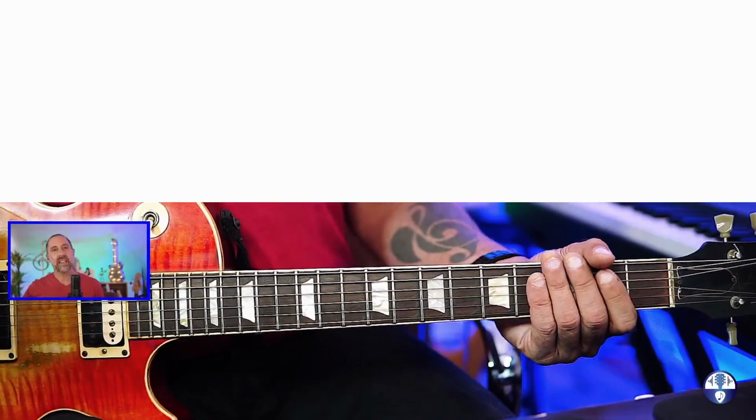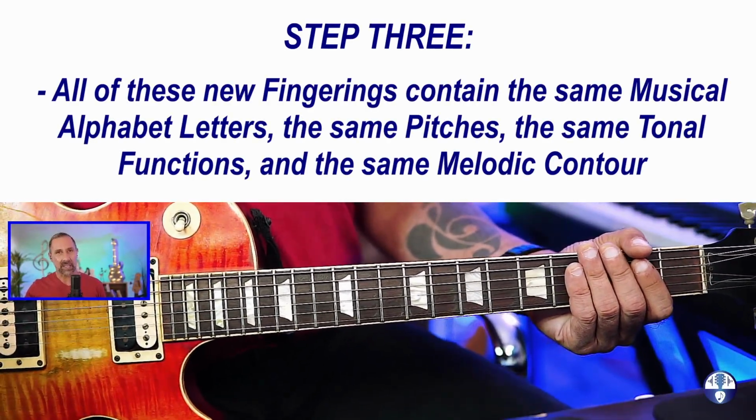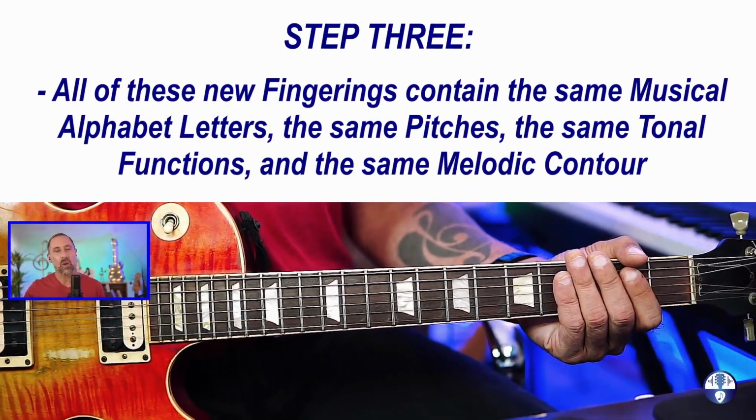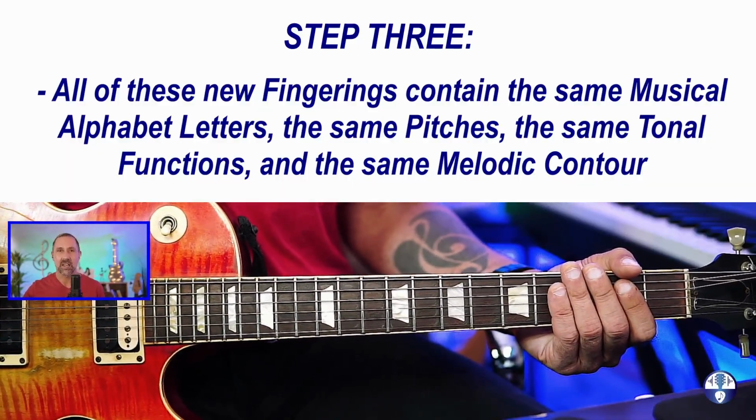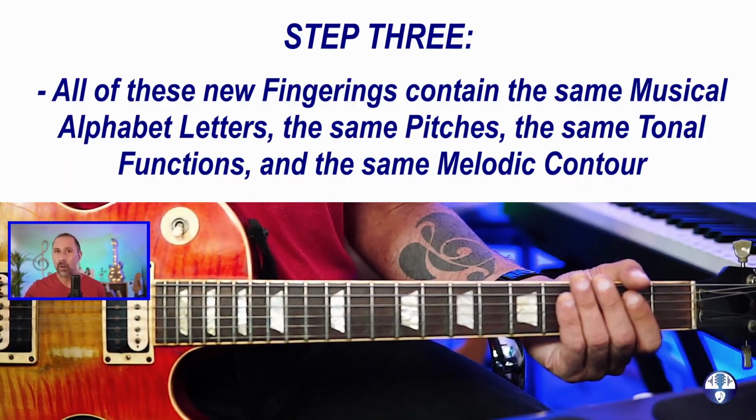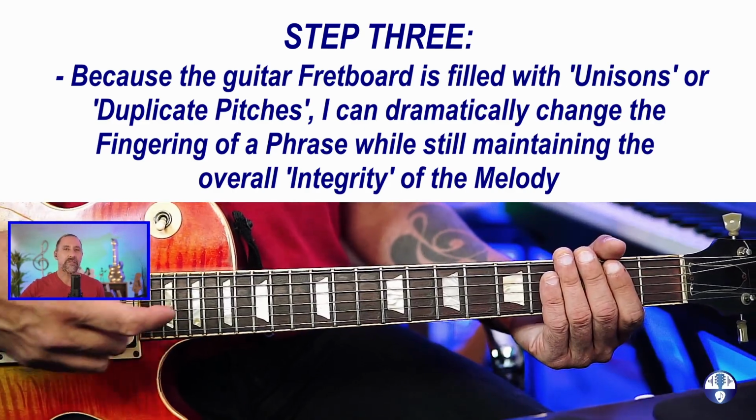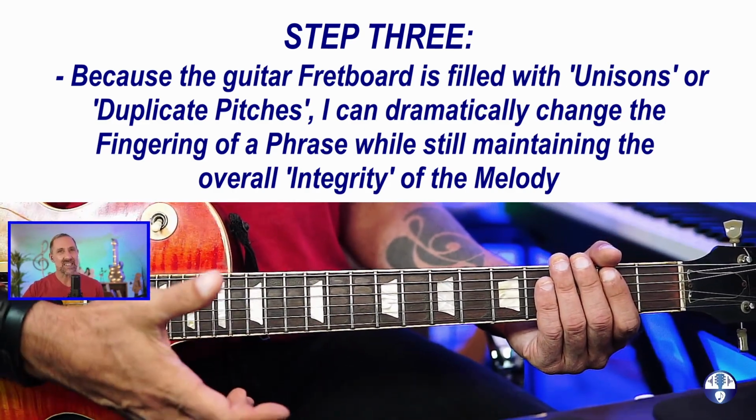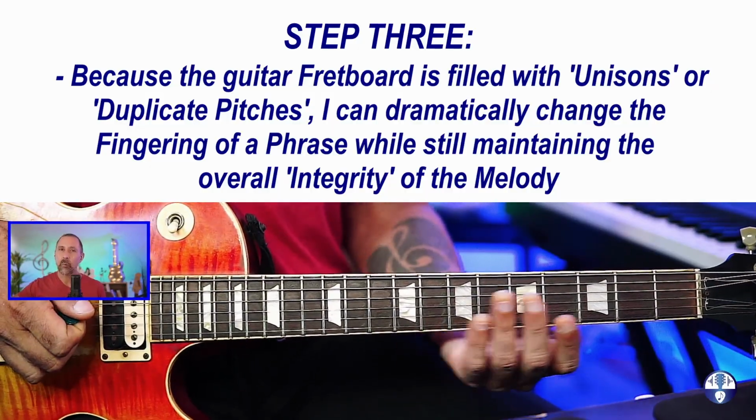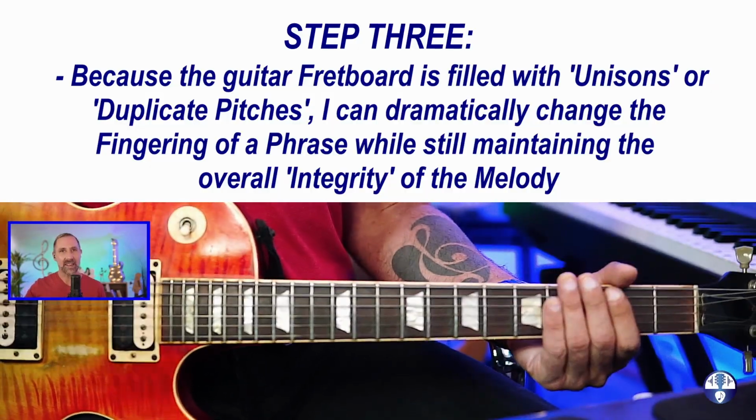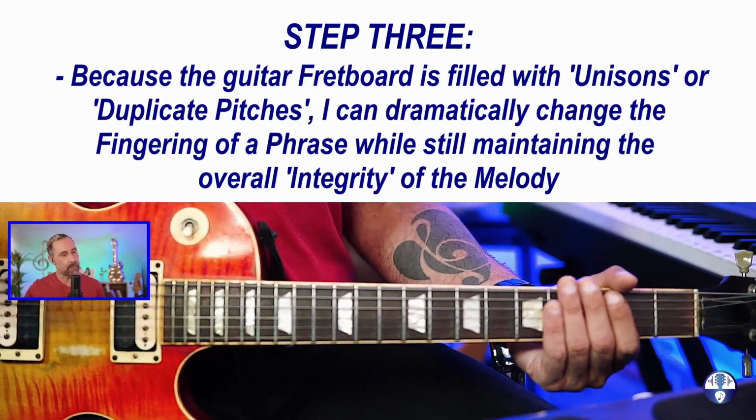Now, the important thing here is that all of these new fingerings contain the same musical alphabet letters, the same pitches, the same tonal functions, and the same melodic contour. Because the guitar fretboard is filled with unisons or duplicate pitches, I can dramatically change the fingering of a phrase while still maintaining the overall integrity of the melody.